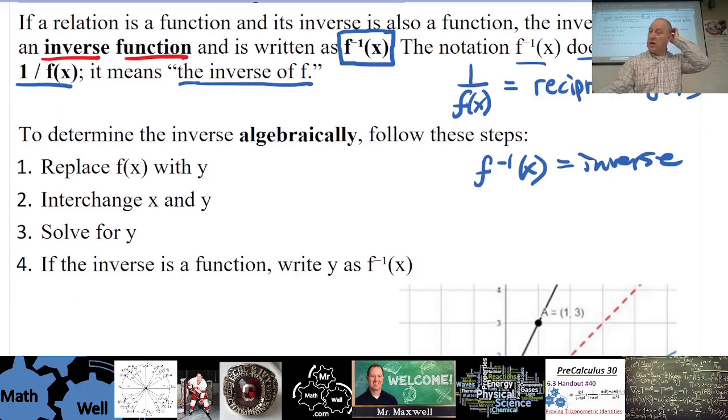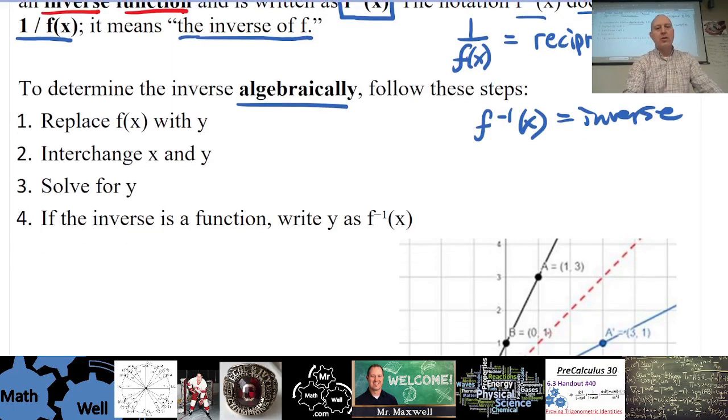All right, so we talked about graphically, let's talk about algebraically. Sam, you asked about that one equation: how do we get from the algebraic expression of the function to the algebraic expression of the inverse? So to determine the inverse algebraically, so that's just with the equation, with the numbers alone, not the sketching of the graph, we're going to follow these steps.